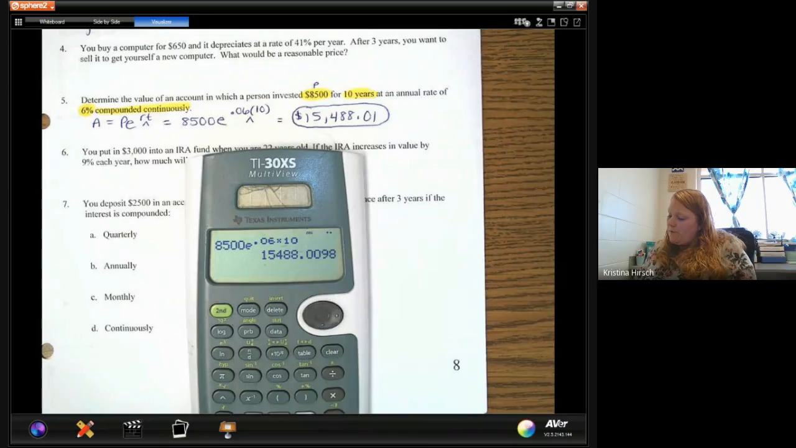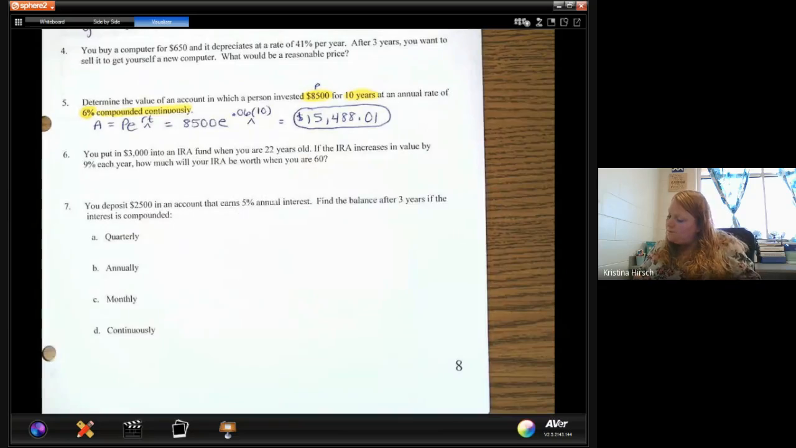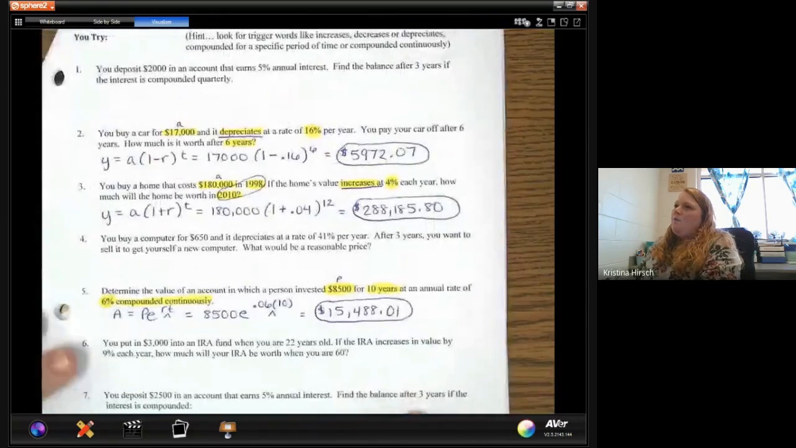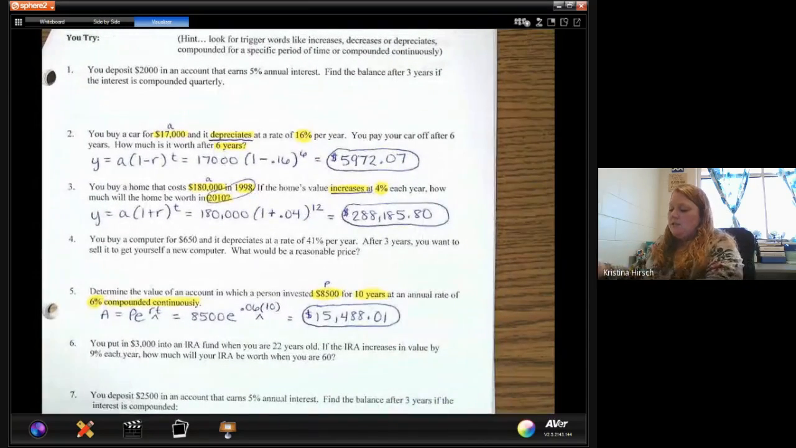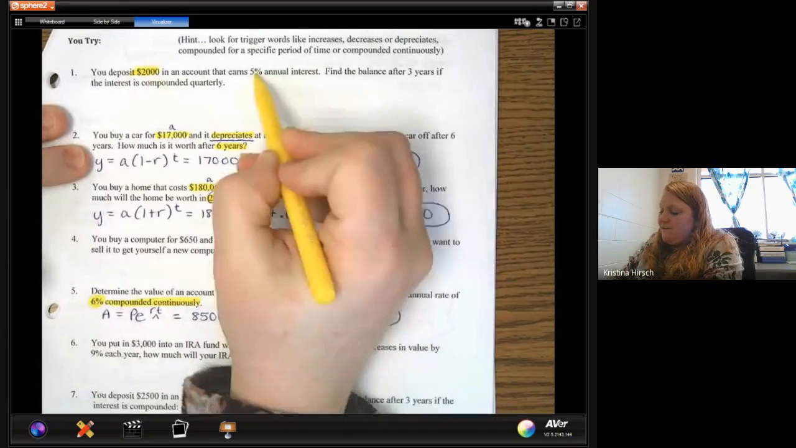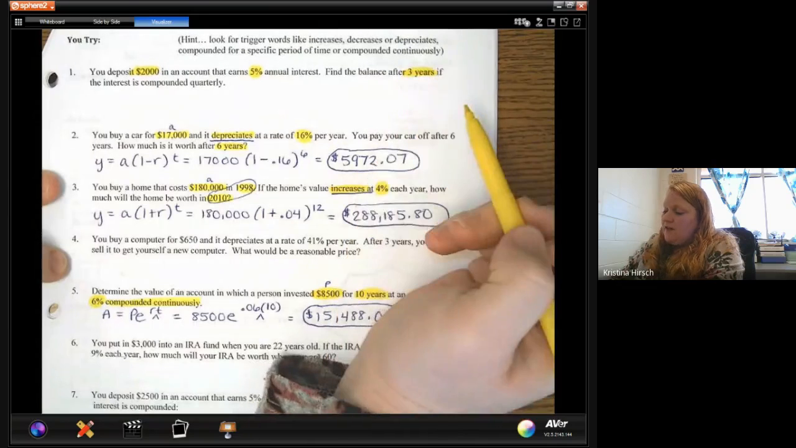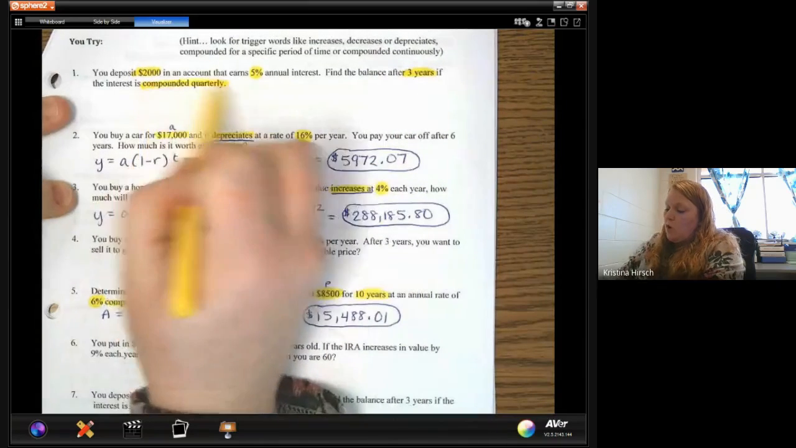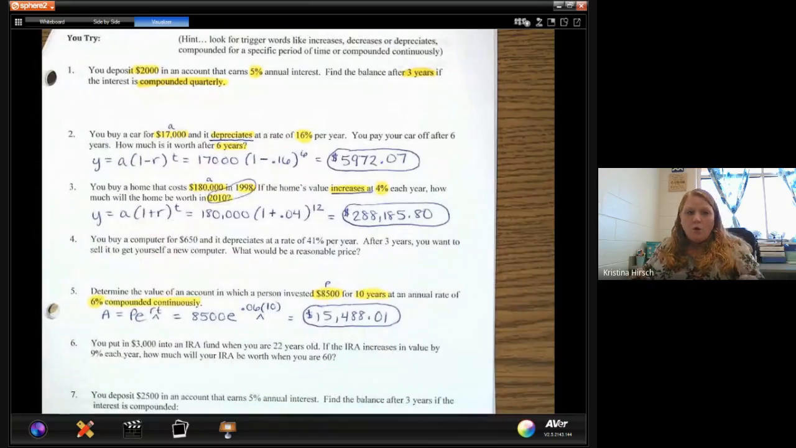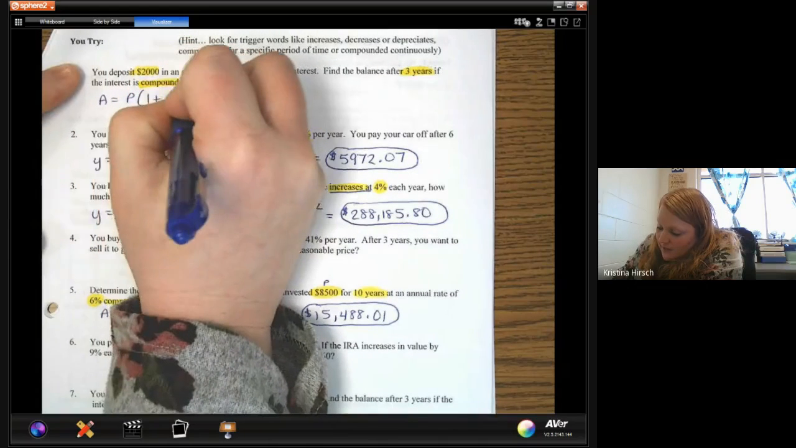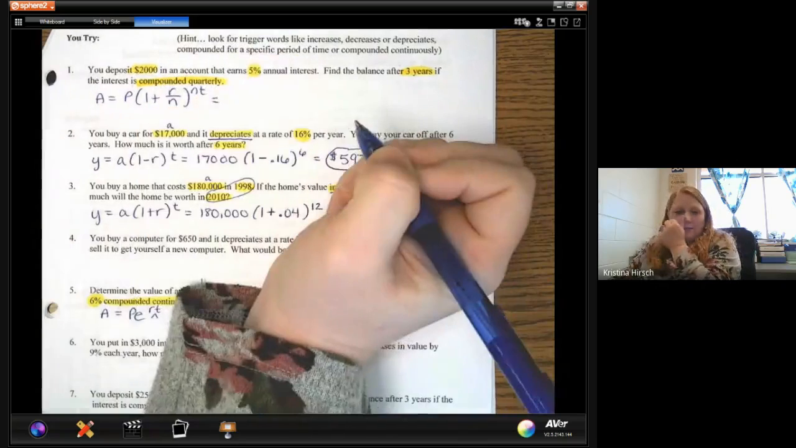All right, so one more example, and then I'll close off the video. If you look at number 1, flip this over. In number 1, you deposit $2,000 into an account with a 5% annual interest rate. Find the balance after 3 years if the interest is compounded quarterly. Now that's not continuously, that's quarterly. So that means we're going to use the compound interest formula, which is P times 1 plus R over N to the NT power. All right, so that's our compound interest formula.